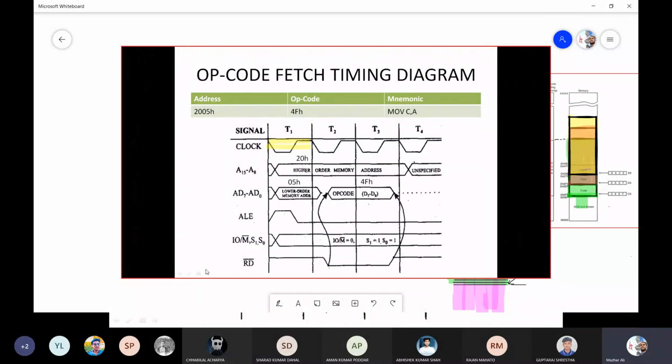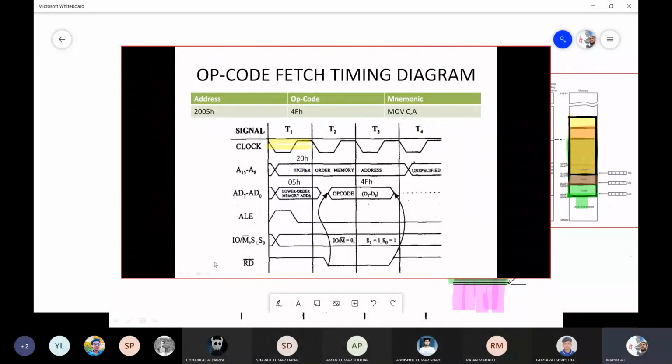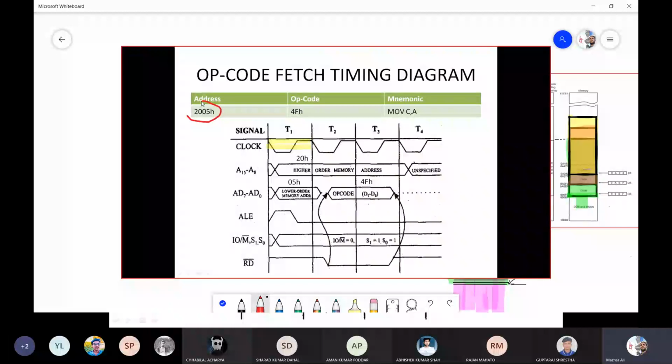Now what happens in the first T cycle or the T state? First of all, to read anything from the memory, the address must be provided, so that the particular memory location where the instruction is placed can be selected. So what is the address? The address is written over here, 2005. You can see over here, this is the address, and that has been written over here.